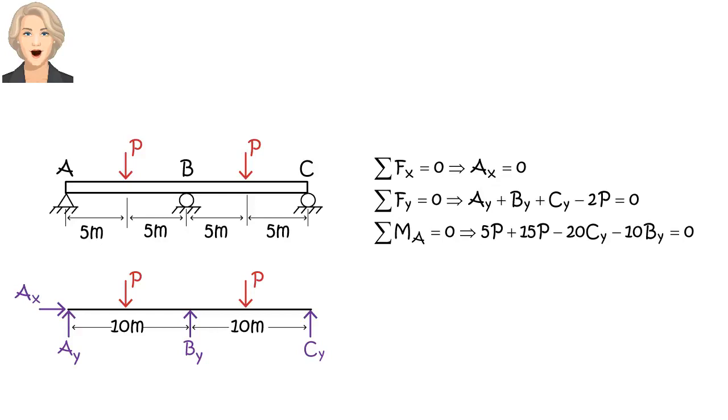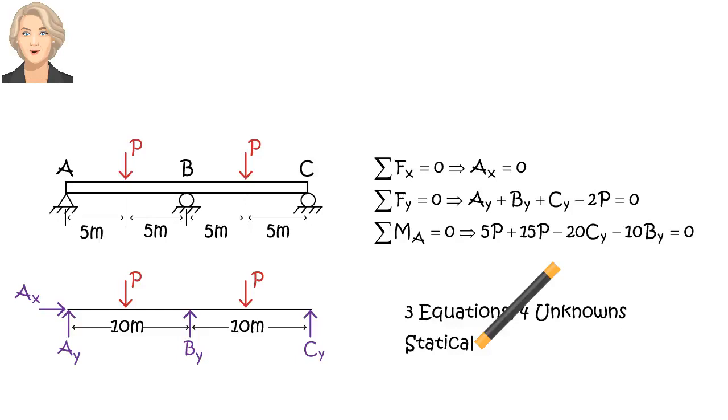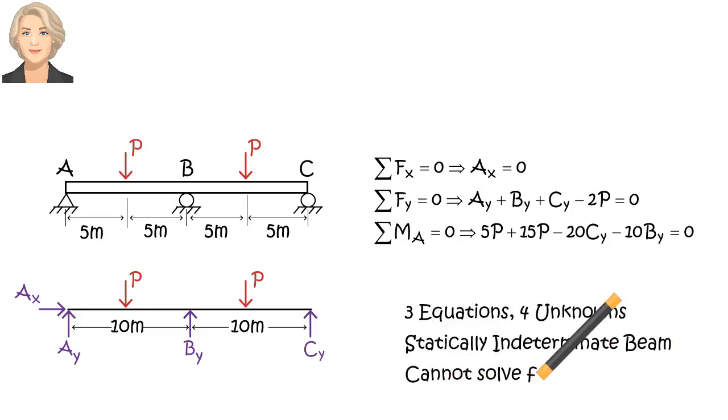Here we have four unknowns but only three equations. Therefore, we cannot calculate the unknowns. The beam is not statically determinate. This is called a statically indeterminate beam. We will discuss techniques for analyzing statically indeterminate beams in later lectures. For now, see if you can analyze the following determinate beams.